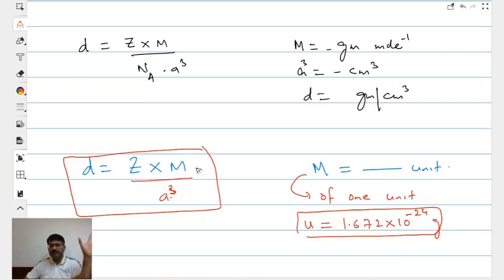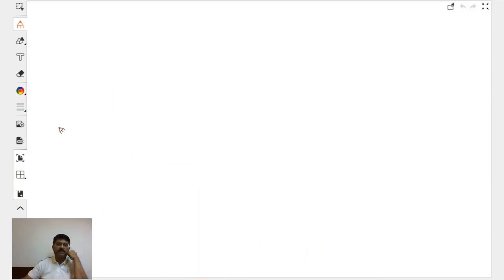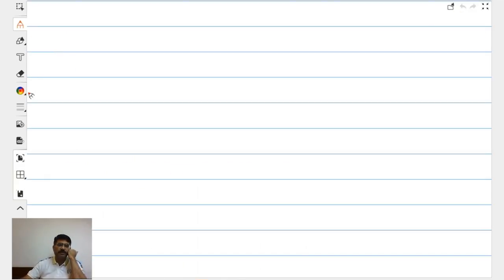So I hope this is going to be a revision mode. Z into M by Avogadro into a cubed, that is going to be this thing. Acha, suno. Everybody is a master of maths. I know I'm talking with mathematicians, great mathematicians.